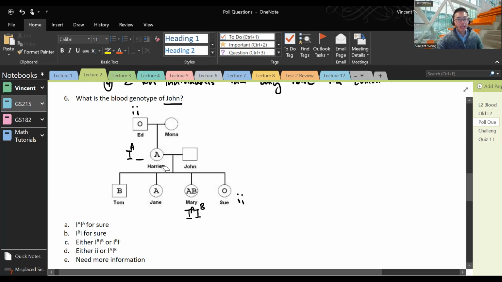So let's look at Harriet. Harriet has one IA, and the IA probably came from Mona, right? Not probably, definitively came from Mona, because the father Ed only has little i, right? And for that reason, just like the Josh question we did before, Harriet is going to be IA small i. Okay. Any question about what I've said so far?